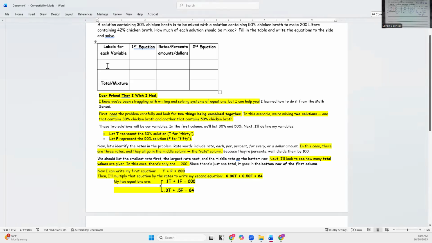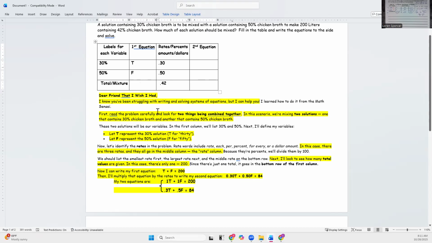I don't know if I can type that in there or not. Yeah, I can. 30% there and 50% here. Oops, not 60, but 50. And we said that this was going to be T, and we said that this would be F, because let T represent the 30% and let F equal the 50%. Now let's identify this rate. Well, we already did that. We already said that this was 0.30, and we said that this was going to be 0.50, and we also realized we had another rate that was 0.42.